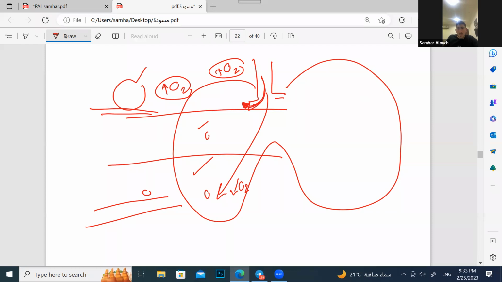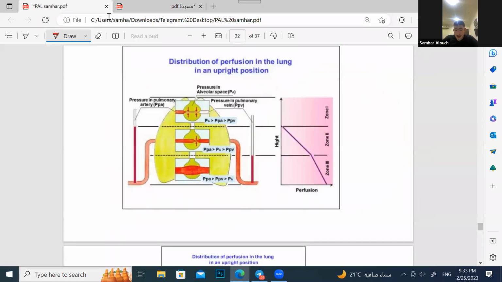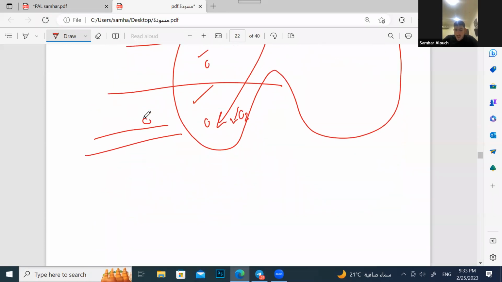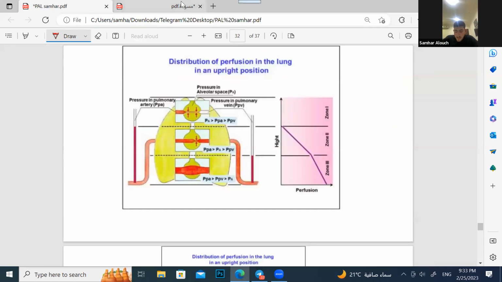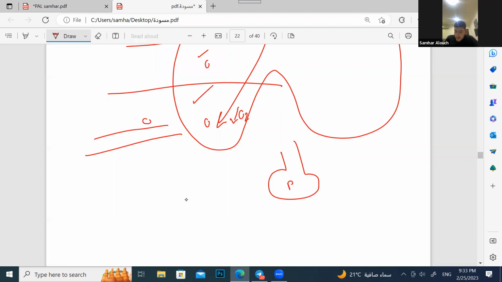So the blood vessels will be big because it's not compressed. And now we are getting to a concept. We have three things. We have the alveoli itself, it has a pressure. What's this pressure called? It's called PA, the pressure of the alveoli.